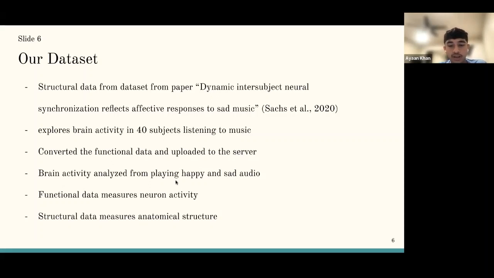The dataset explores the brain activity in 40 subjects listening to music that evokes specific emotional responses. Functional data, or functional connectivity of the brain, measures its neuronal activity. Structural data, or structural connectivity of the brain, measures the anatomical structure. We need both of these types of data so we can find a correlation between the two, and having both for analysis would make our results more accurate. Looking ahead, we ultimately want to use this dataset to analyze brain activity when either happy or sad music is played.